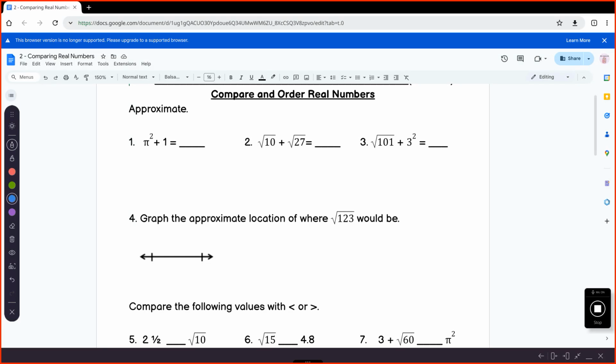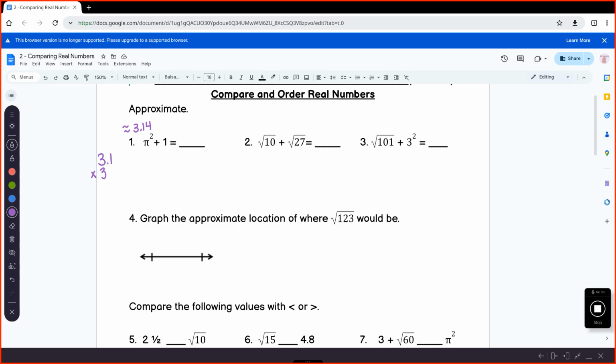Hi there. In this video, we are going to go over how to compare and order real numbers. So first things first, we are going to start off with pi squared plus 1. In order to approximate pi squared, we already know that pi is about 3.14. But for the sake of this, since we're just approximating, I'm going to make it even simpler and say 3.1.